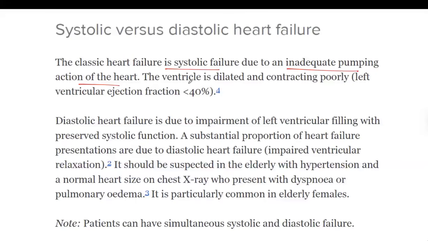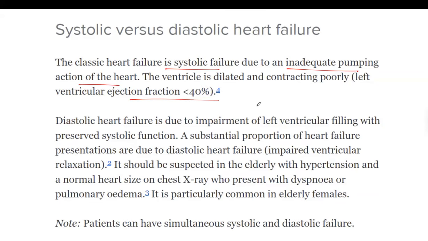So how can we find out the pumping action? Sometimes we need to know if the pumping action of the heart is working fine or not. So there is a way. Do you know how we measure that? We measure the heart pumping action by doing the ejection fraction.